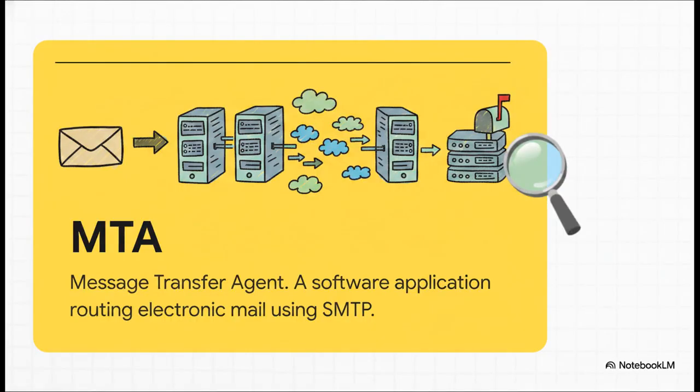Behind the scenes, SMTP leans on something called a Message Transfer Agent, or MTA. You can think of the MTA as the sorting facility at your local post office. It looks at the digital envelope, figures out exactly where it needs to go next, and relays the message hop by hop across the internet until it finally hits the server hosting the recipient's mailbox.